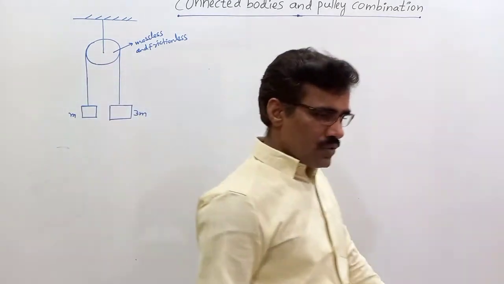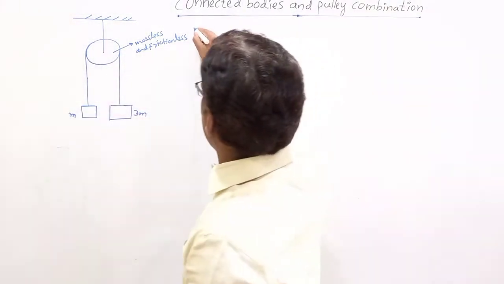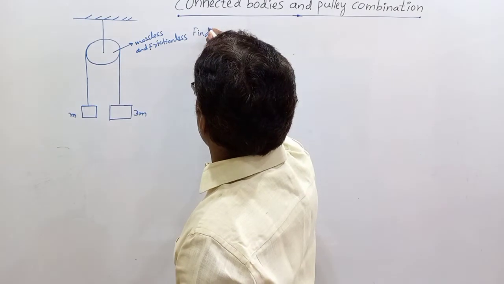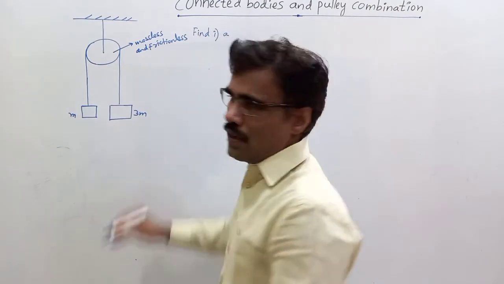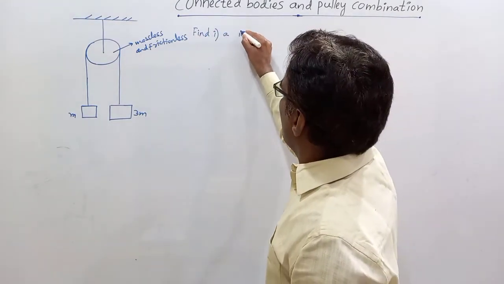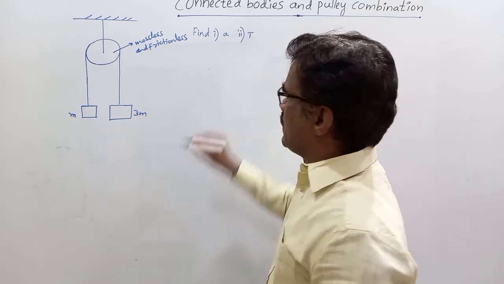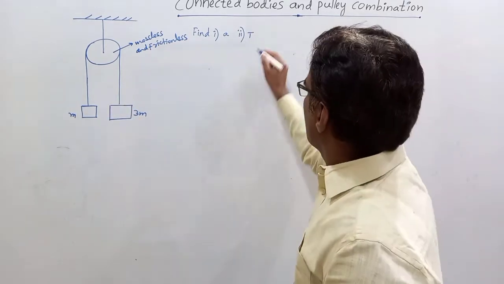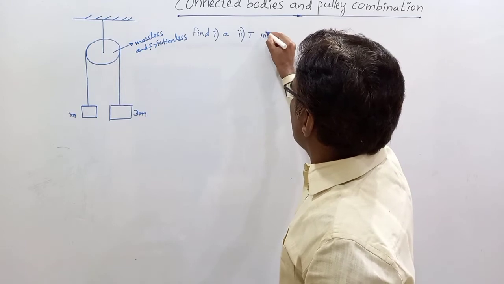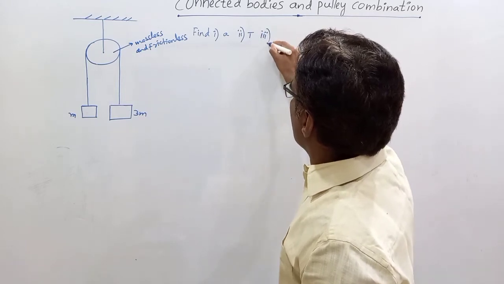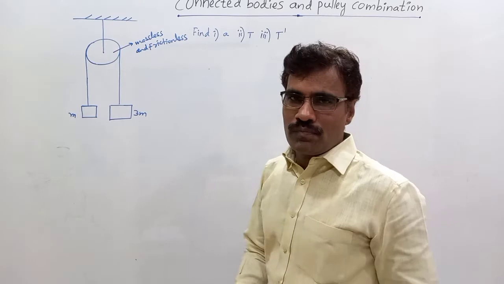Then what is the acceleration of each block? Find number 1, acceleration of each block. Number 2, tension in the string which is connected between the blocks. Number 3, tension in the string which is connected to the pulley, T dash.